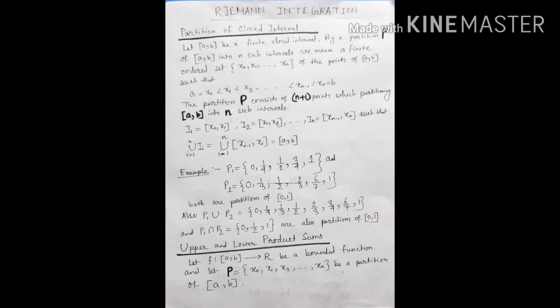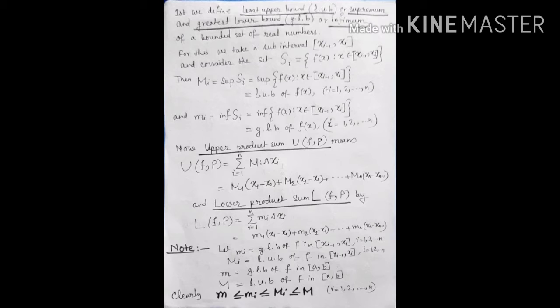Now, upper and lower product sums. For this, let f: [a, b] → R be a bounded function. Let P = {x0, x1, x2, ..., xn} be a partition of [a, b]. First we define the least upper bound or supremum and greatest lower bound or infimum of a bounded set of real numbers. We see that this is a bounded set, which means we will find a supremum value and an infimum value.